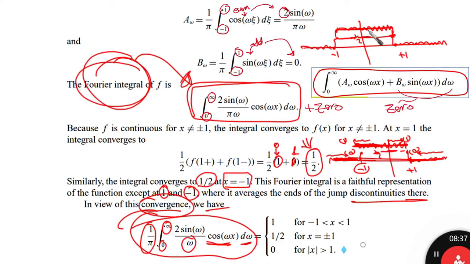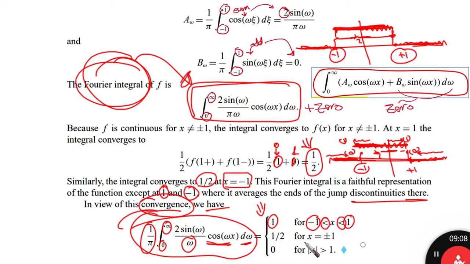As we said here, the function is well defined. It is 1 between -1 and 1, and it equals 0 in other values. So this is a faithful representation of it. So it equals 1. This is the convergence now. It converges to 1 for x between -1 and 1, right? Take care here: this is between -1 and 1 without equality.